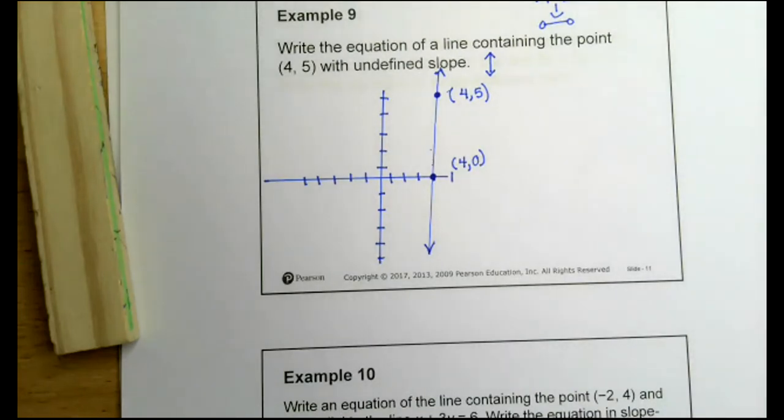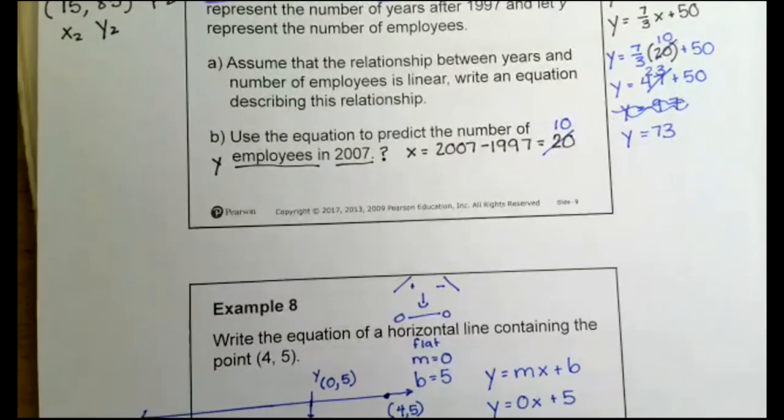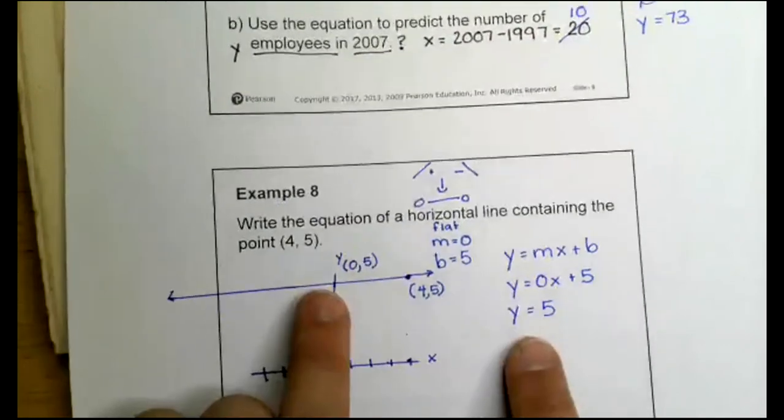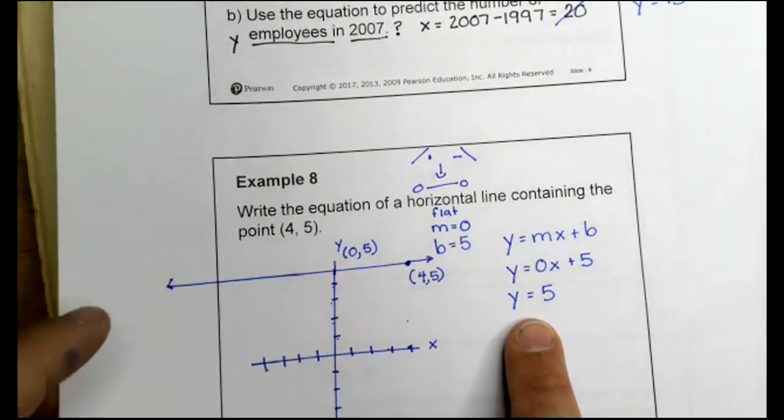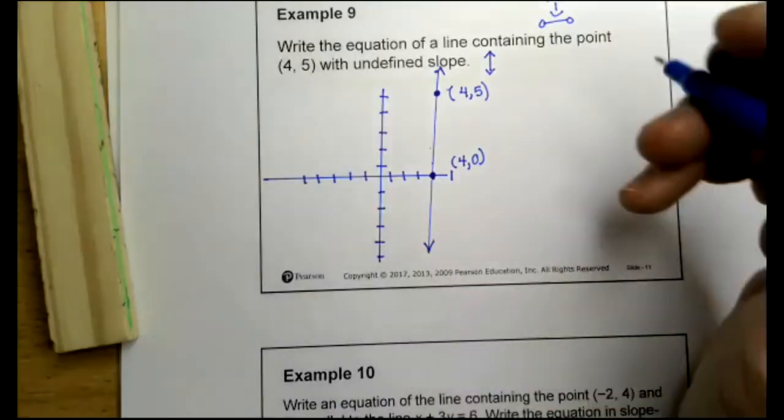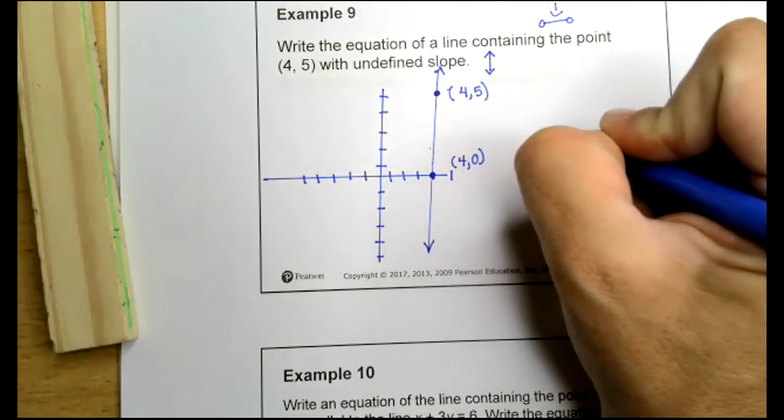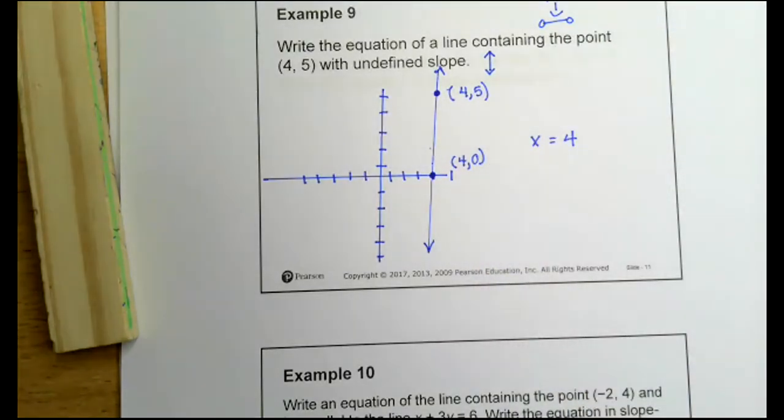It passes through the x-axis. This guy passed through the y-axis at 5. So we just call him y equals 5. This guy passes through the x-axis at 4. So we're just going to call him x equals 4. Okay.